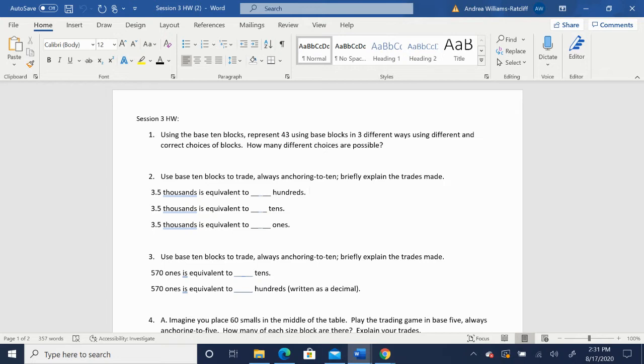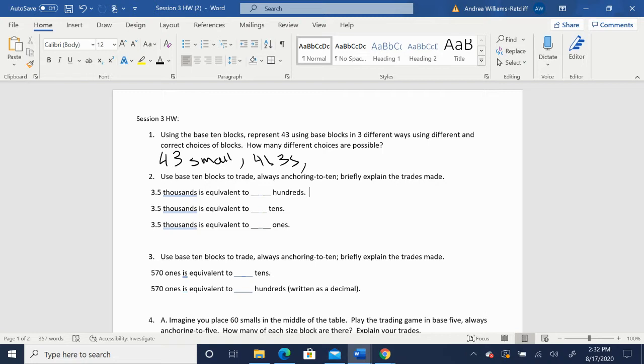So session 1 asks us to use base 10 blocks to represent the number 43 in 3 different ways. How many choices could we have? I like to start from the most blocks and work down to the fewest, or you could do the reverse. I could have 43 smalls, which would obviously be the most blocks. I also could have the least blocks, which would be 4 longs and 3 smalls.